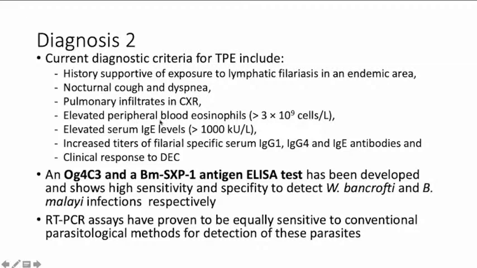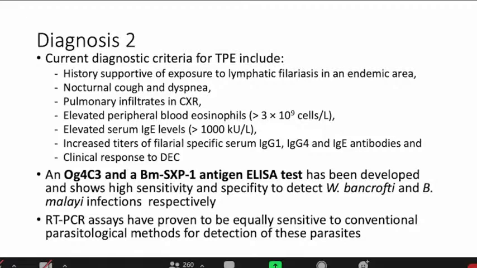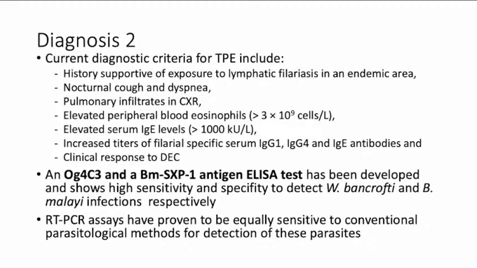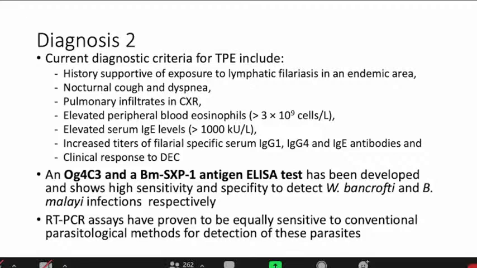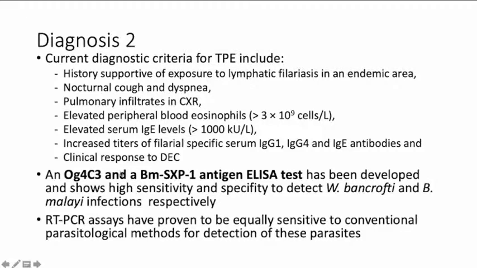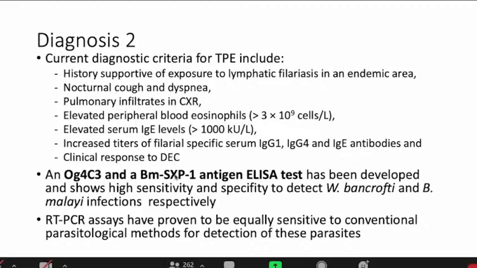So when you're looking at this diagnostic criteria, these are the important things that we need to do for the patients as part of their workup to say that they actually have TPE, or what is the history or the information that we need to take. So the history of being exposed in an endemic area, the symptomatology of cough and dyspnea, the infiltrates on chest radiograph, and then elevated eosinophils, elevated serum IgE levels, and then increased titers of those specific immunoglobulins in the serum, IgG and IgE, and then response to DEC.